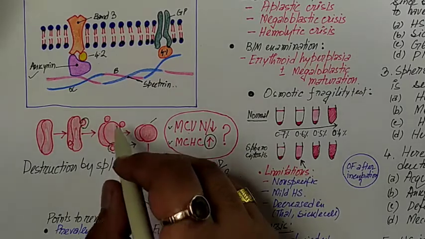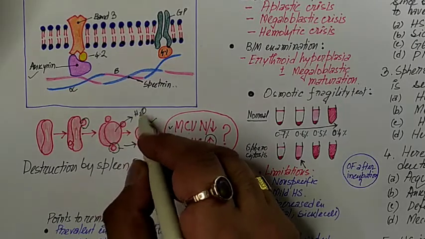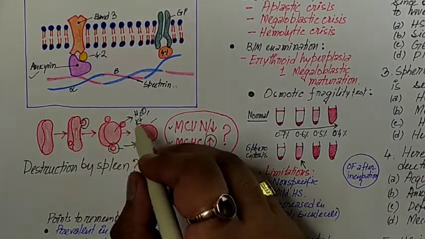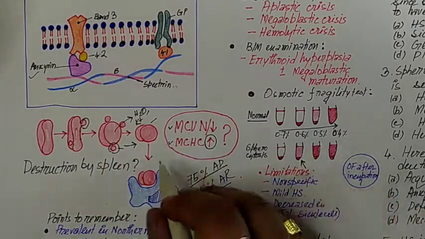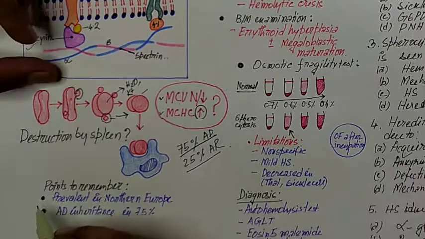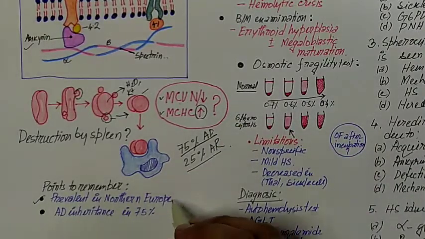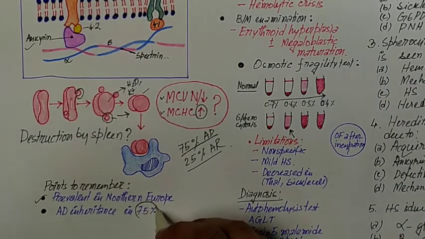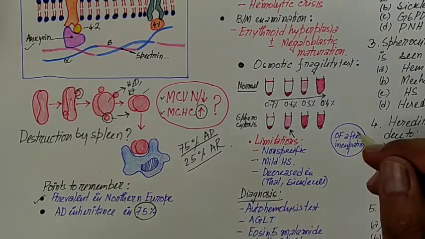But due to loss of these vesicles from the RBCs, there is loss of water as well as potassium from the RBC. And this loss of potassium and water usually leads to dehydration within the RBC, and this dehydration causes the increase in the MCHC. This entity is not common globally, but it is prevalent in the northern European areas, and the autosomal dominant inheritance is 75% of cases, although the severity is much less.